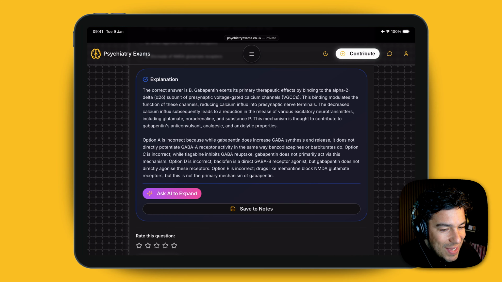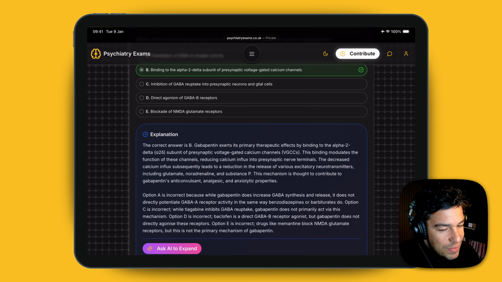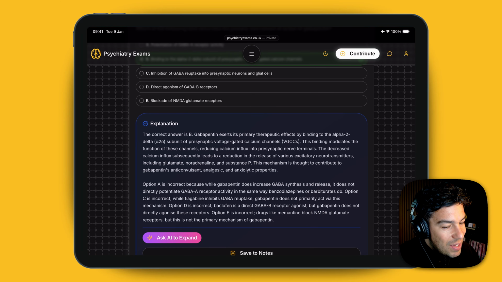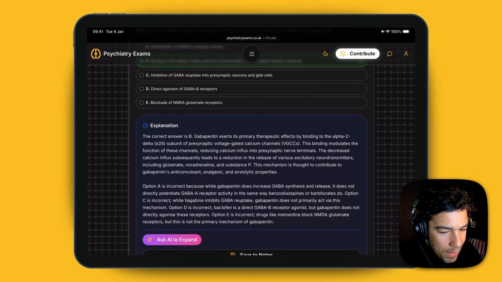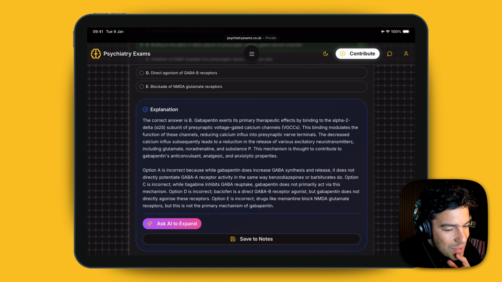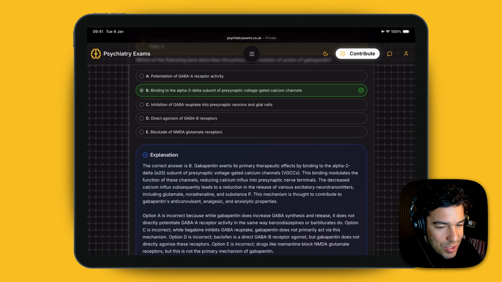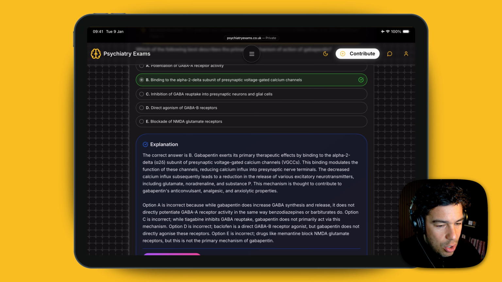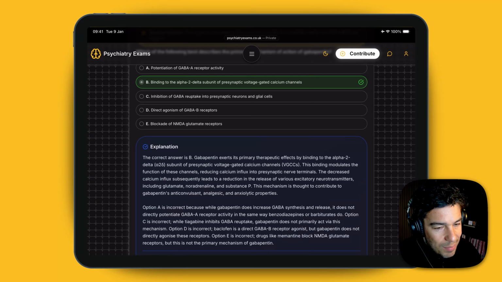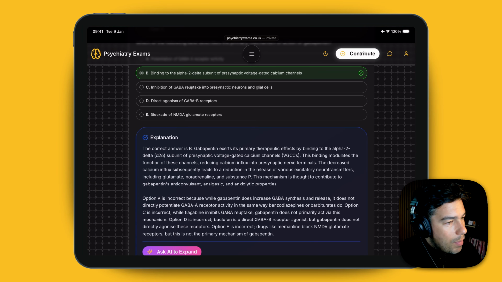Okay, so option A is incorrect because whilst gabapentin does increase GABA synthesis and release, it doesn't directly potentiate GABA-A receptor activity in the same way that benzos or barbiturates do. Option C, this is also incorrect because whilst tiagabine inhibits GABA reuptake, gabapentin doesn't primarily act by this mechanism. Option D, which is asking about agonism of GABA-B receptors, this is how baclofen works. Option E, asking about blockade of NMDA glutamate receptors, this is how memantine works.